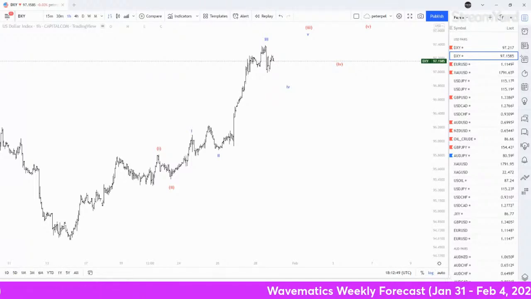So now that we've discussed the dollar index, let's jump straight to the Euro USD and look at the major pairs first.